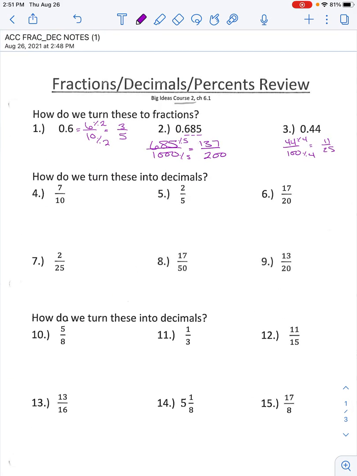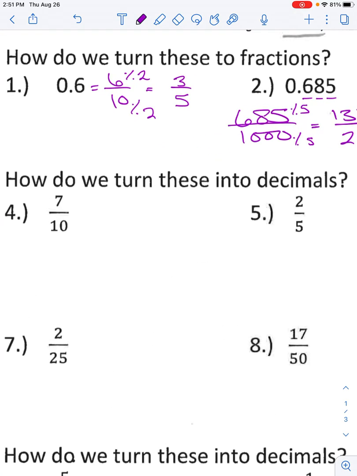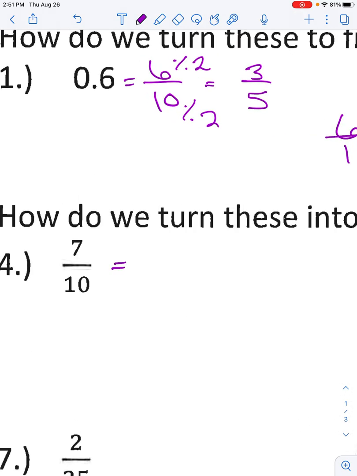Okay, on the next section, we are going to turn the fraction into decimals. Okay, so number 4 says 7/10. You should know how to write 7/10. That would just be 0.7.